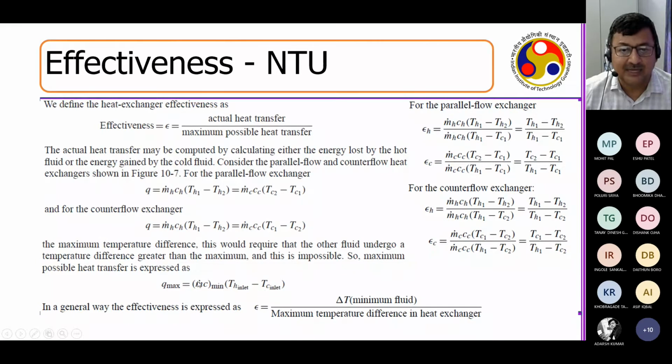Now, if you do simple calculations on this, like the hot and cold fluid, you may get Q max equal to this inlet minus this, and the effectiveness factor, the actual heat transfer, if you just plug back in here. So delta T minimum of the fluid divided by the maximum temperature difference in the heat transfer. So the effectiveness factor can be written in the form of delta T minimum fluid and maximum temperature difference inside the fluid.